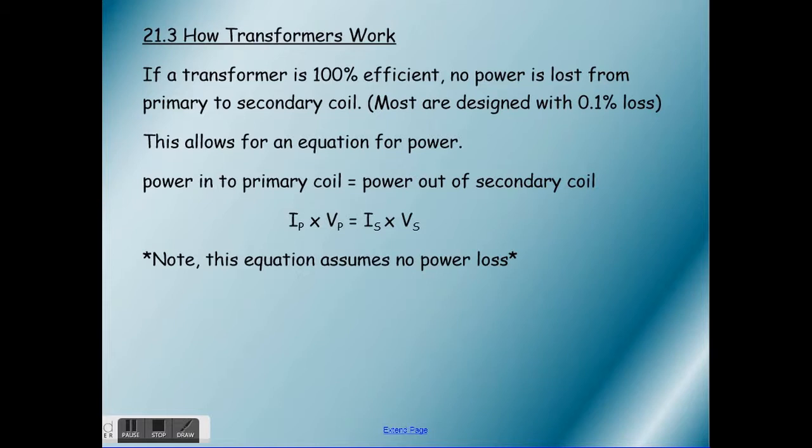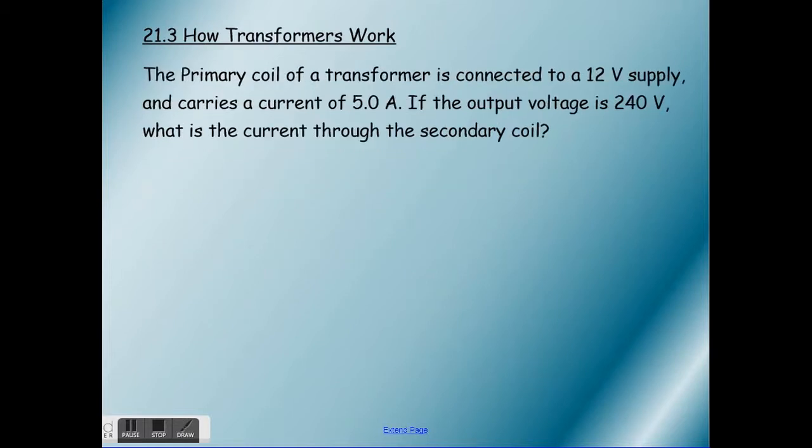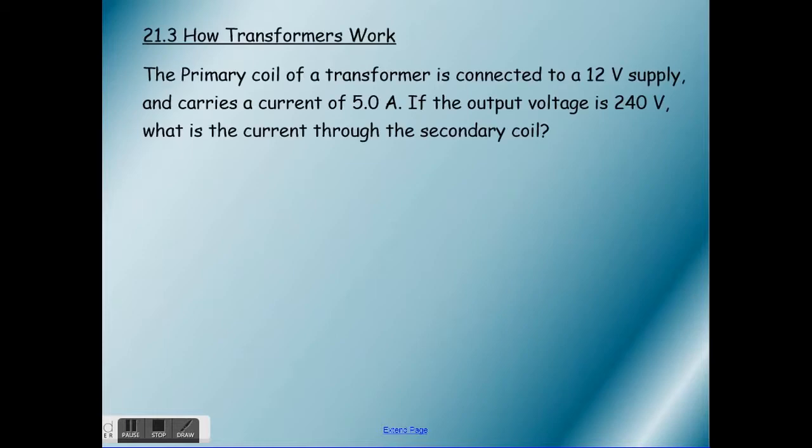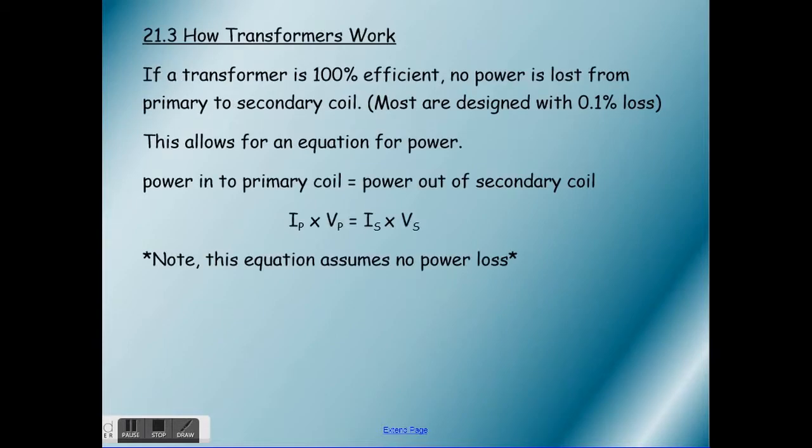So we have our formula here, so we're going to put it to use. The primary coil of a transformer is connected to a 12-volt supply. It carries a current of 5 amps. If the output voltage is 240 volts, what is the current through the secondary coil? I want you to use this formula to solve this question.